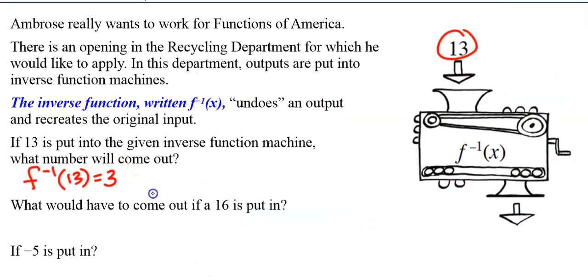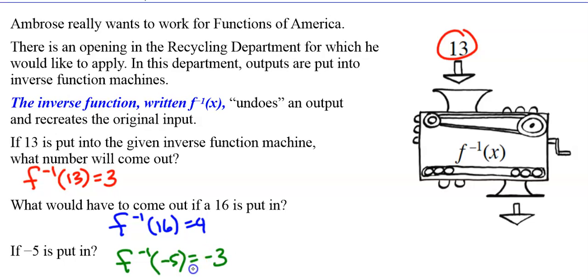And then that means that the f inverse function, backwards function, of 16 should give us 4. And then the f inverse, working backwards, of negative 5 should then be negative 3. And that's working it backwards. So it undoes the output, recreates the original input. So if we put 13 into this backwards machine, we get out 3.